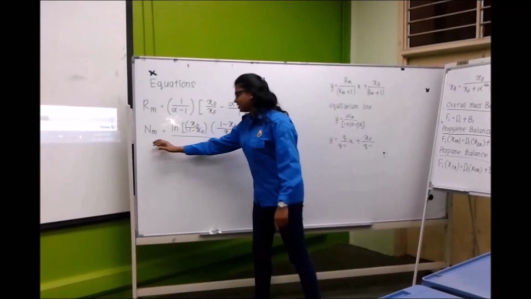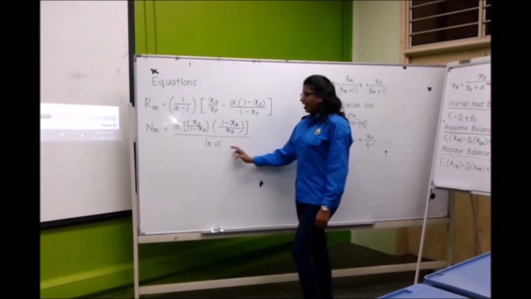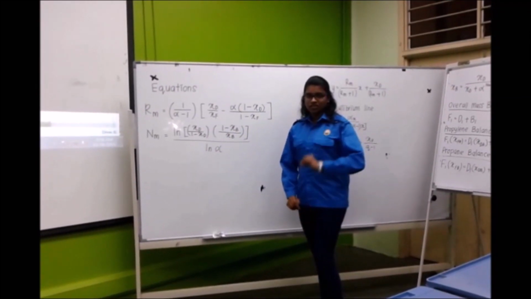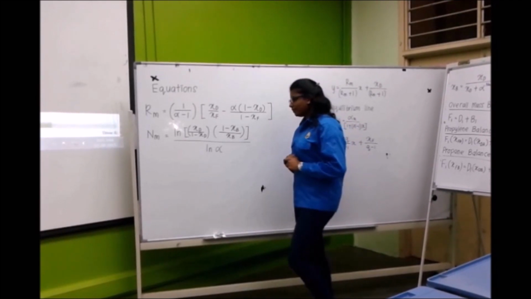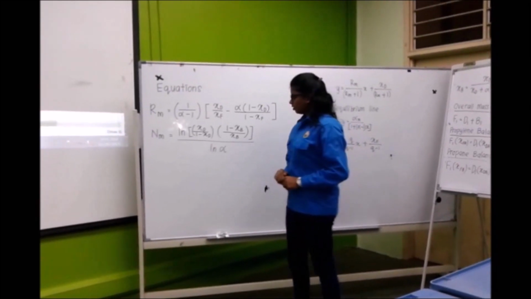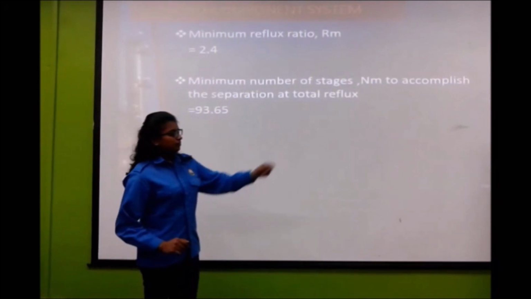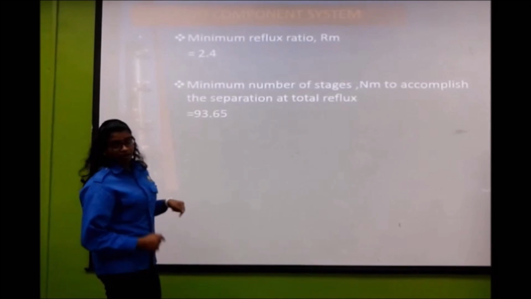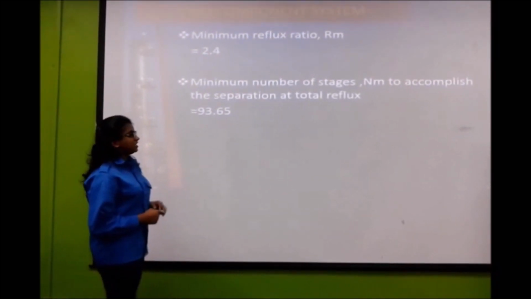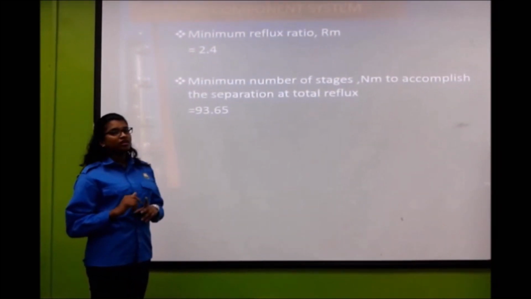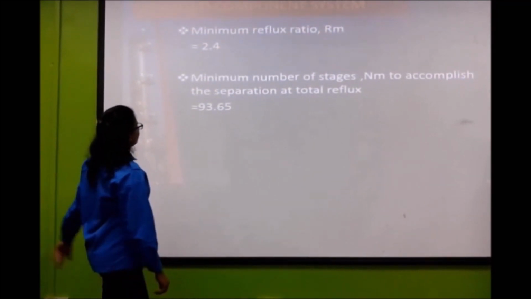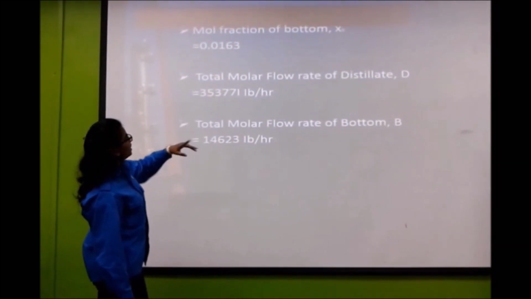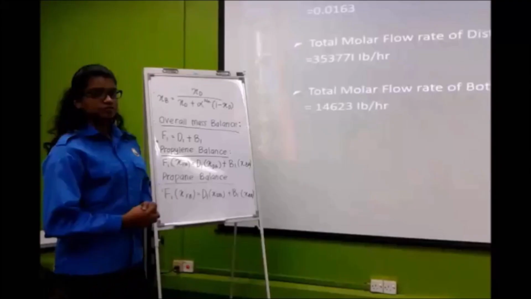To find the number of stages, we will use this equation. Xd is given, Xd we will need to find. Our Xd is 50,000 lb/mol per hour. From the equation, we will find our minimum reflux, which is 2.4, and the minimum number of stages to accomplish the separation at total reflux is 93.65. The mole fraction Xd is 0.0163.